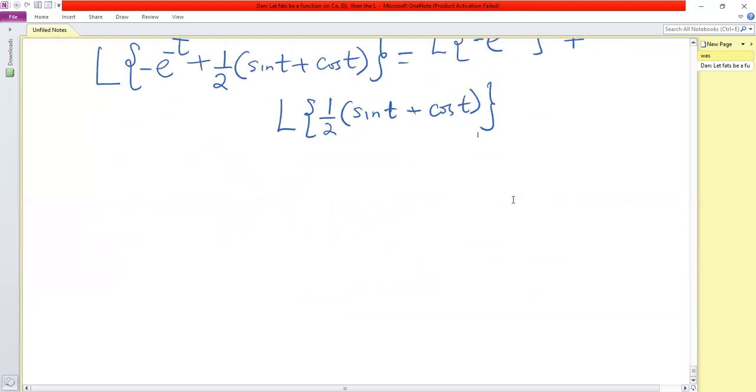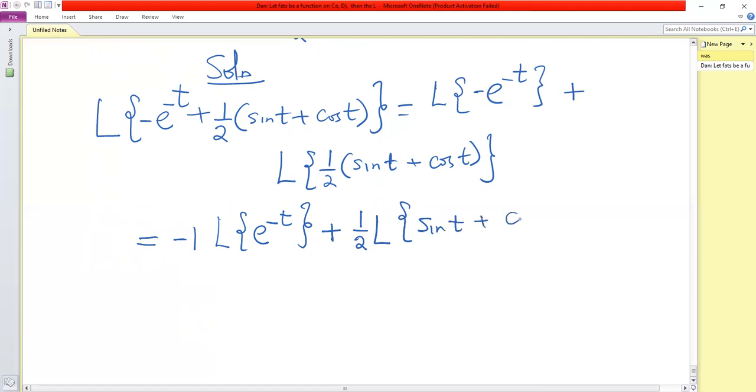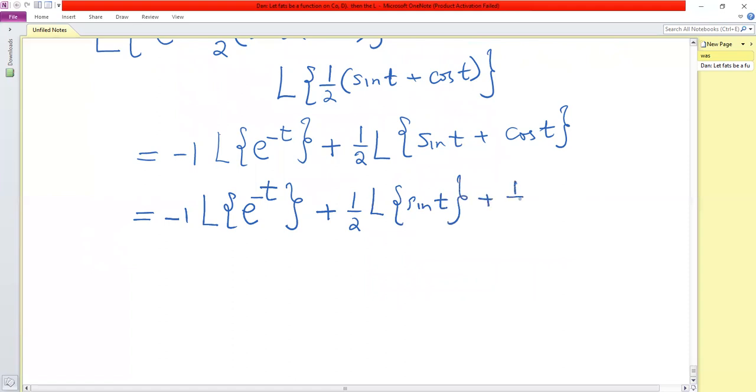And then the first one is the same as negative 1 times the Laplace transform of e raised to power minus t, plus a half the Laplace transform of sine of t plus cosine of t. Then we have minus 1 times the Laplace transform of e raised to power minus t plus a half the Laplace transform of sine of t, then plus a half the Laplace transform of cosine of t. Just applying the linearity properties.